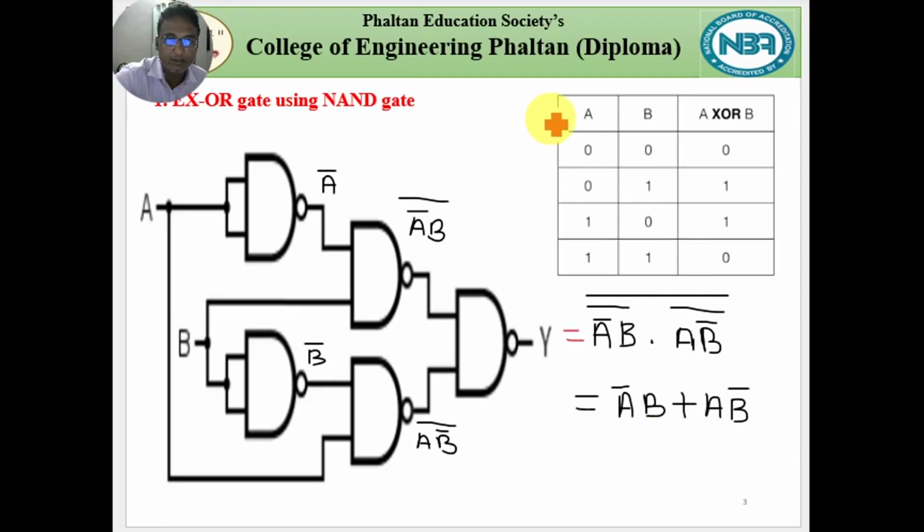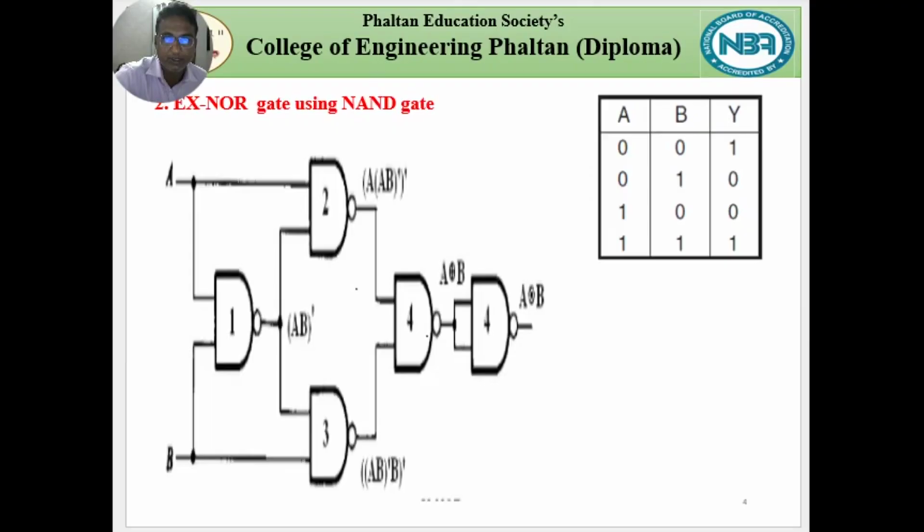We can verify this on the XOR gate truth table, that is if input is 0 0, output is 0; if input is 0 1, output is 1; if input is 1 0, output is 1; if both inputs are 1, output is 0.